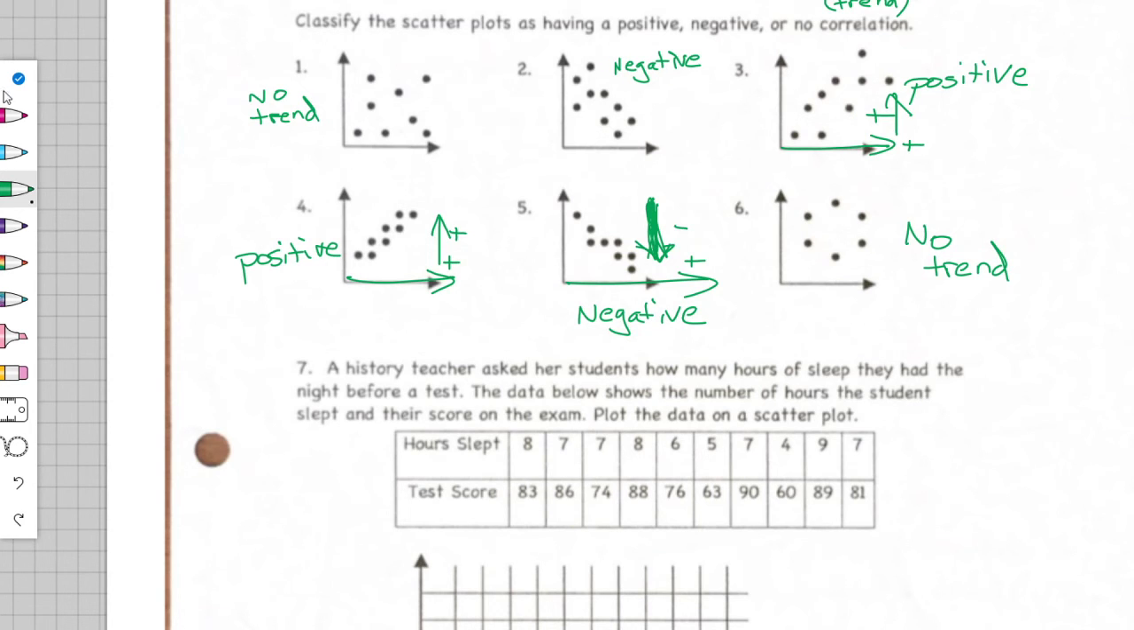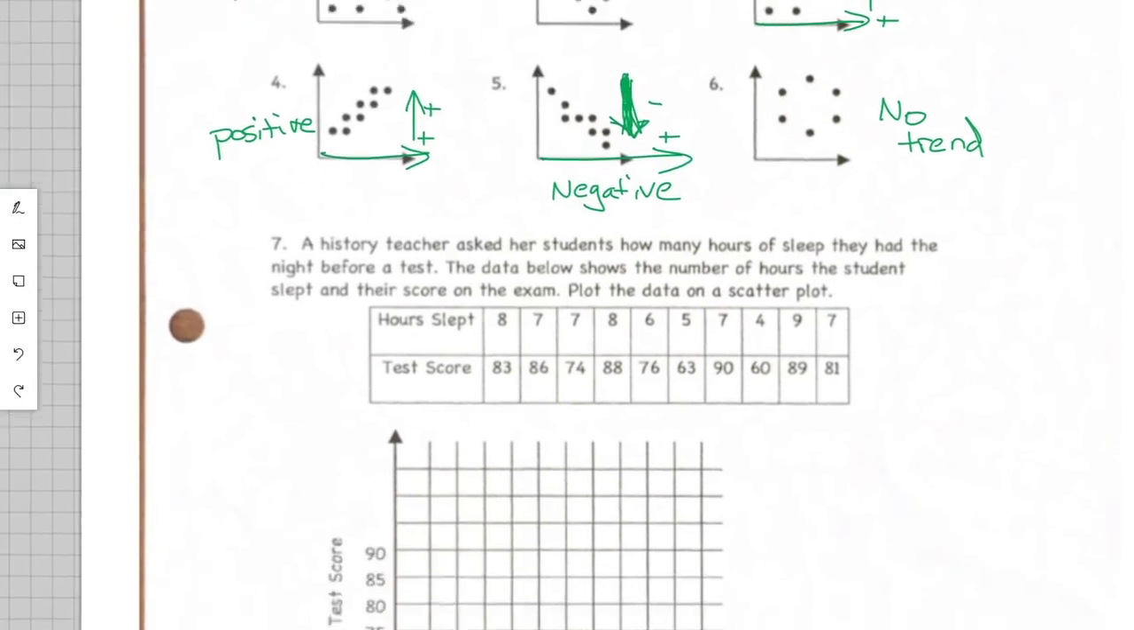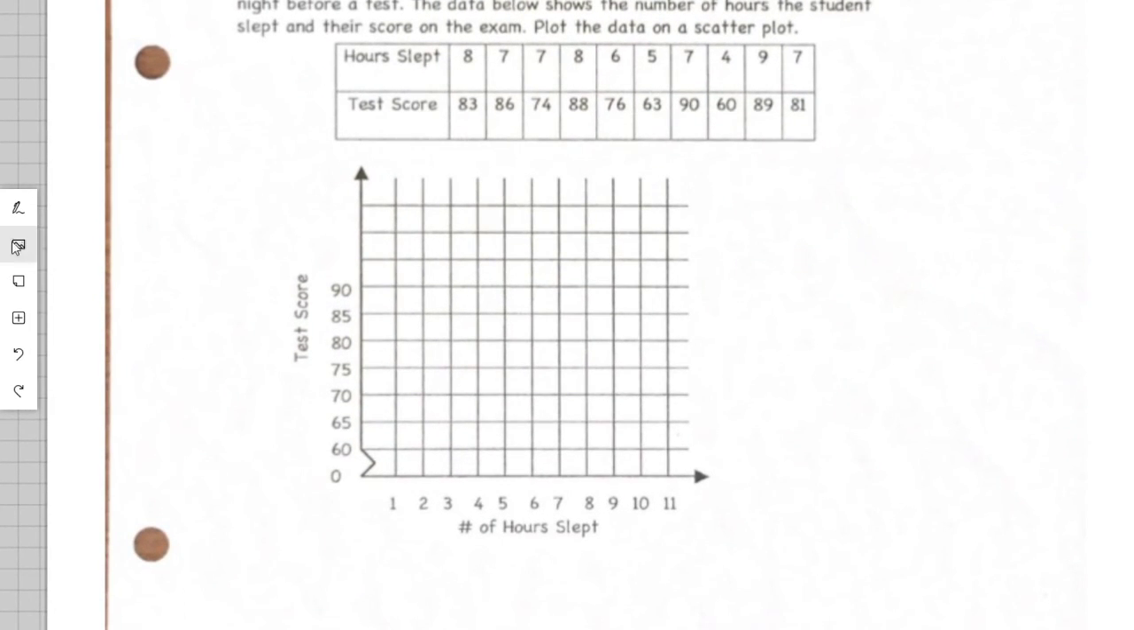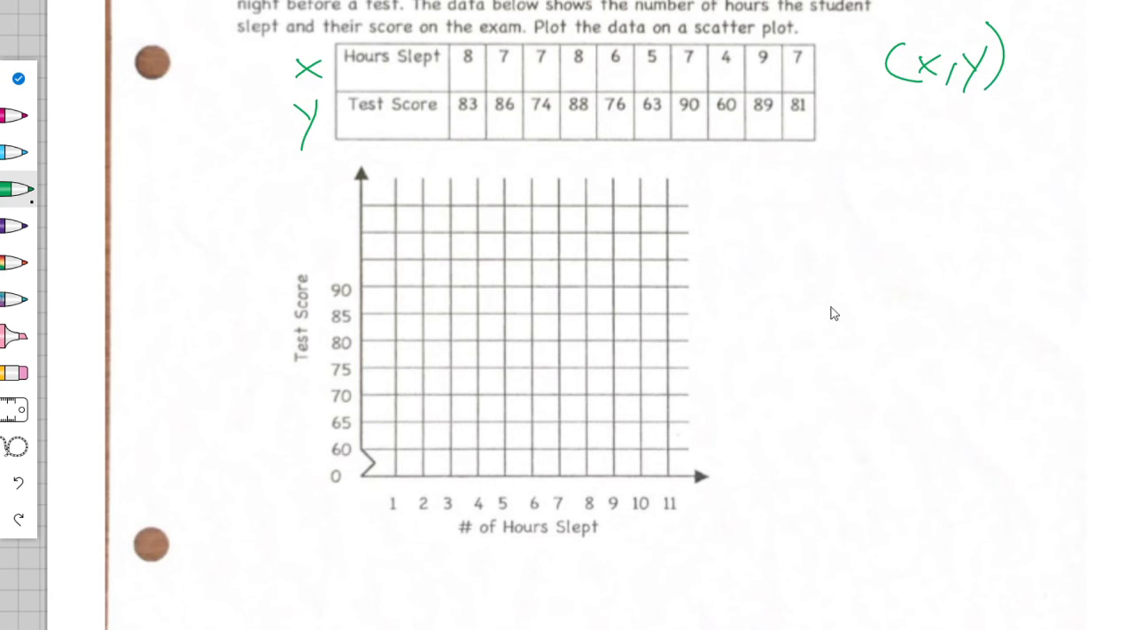All right. And then the last one, I just wanted to have us plot. So this one is hours slept against their test score. They've already labeled it, and they just wanted us to plot it. So to plot, you're going to do your x, your y. So think of every spot as an ordered pair, x, y. So we have our x, our y.